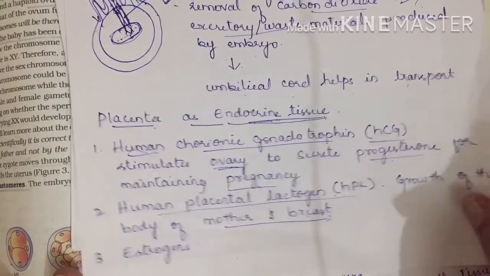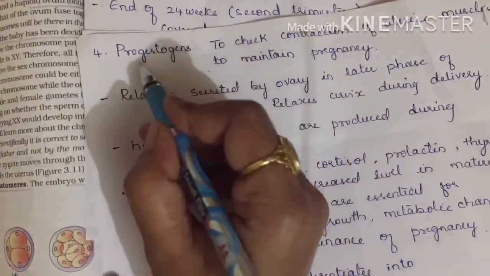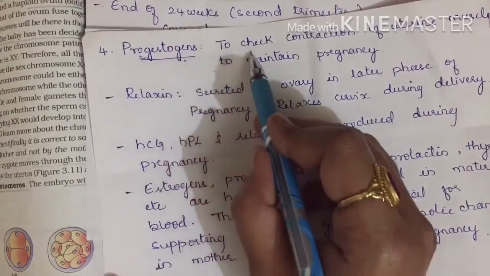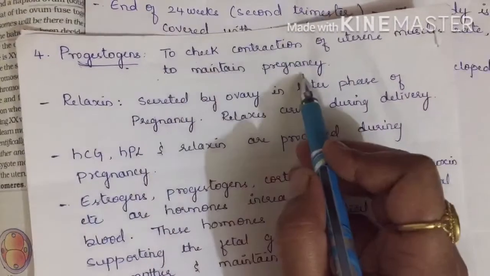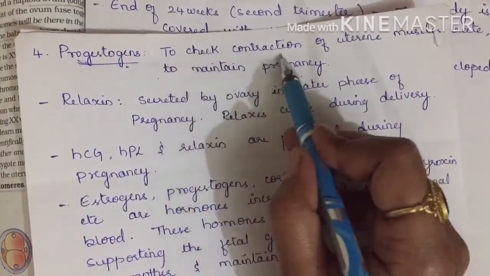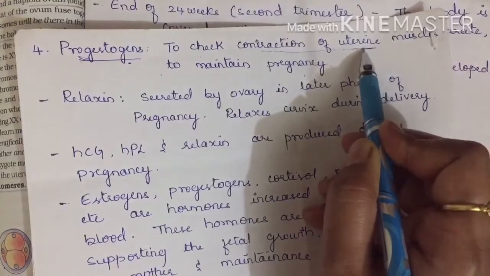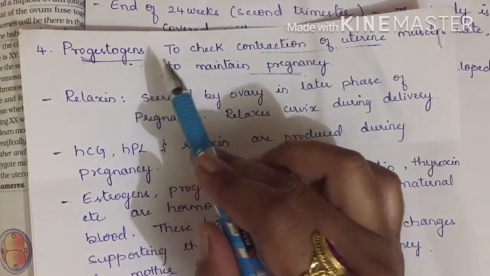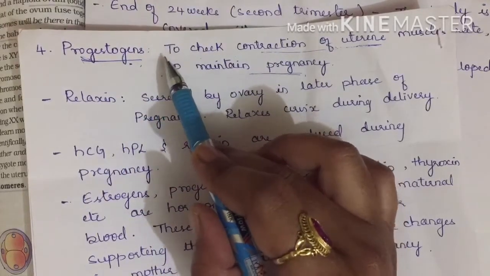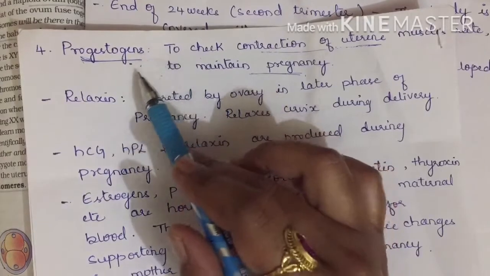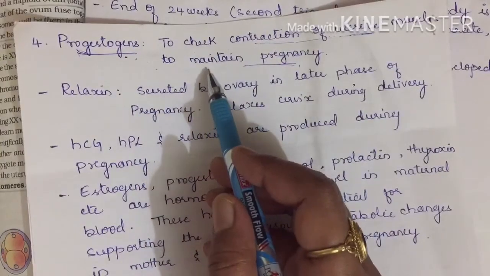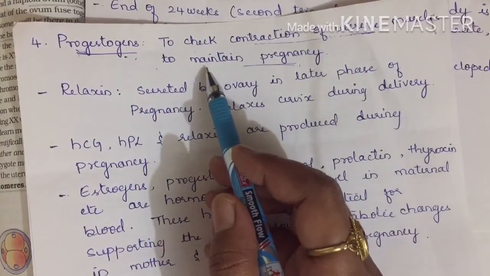Then we have one more hormone, the fourth hormone secreted by the placenta. It is progestogen. Progestogen is different, progesterone is different. Progestogen is used to check contraction of uterine muscles to maintain pregnancy. So these are the four hormones secreted by the placenta: HCG, HPL, estrogen and progestogen, and many others are also there. This question has been asked: name the hormones secreted by the placenta, and what are their functions.